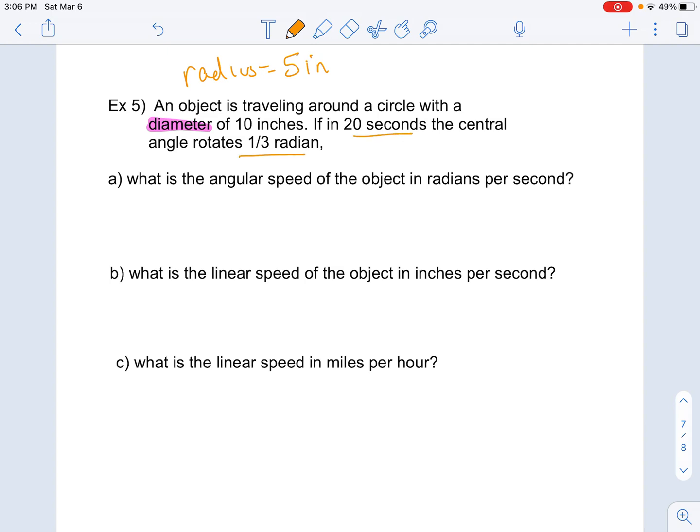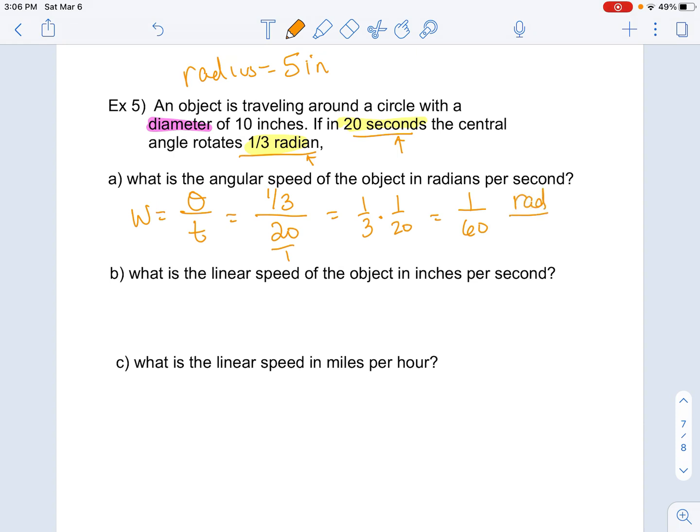It also tells us in 20 seconds, the central angle rotates 1/3 radian. So let's think about what that gives us. That gives us a time and an angle. Well, remember, the first question says, find the angular speed. So the angular speed is the angle in radians divided by time. Well, it told us that it went 1/3 radian in 20 seconds. So I know my angular speed is just 1/3 radian divided by 20 seconds. And if I take 1/3 and divide by 20, I could put that as 20 over 1. So that's really 1/3 times 1/20th, which gives me 1/60.